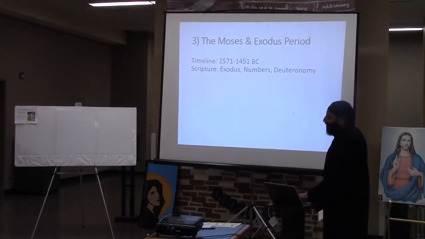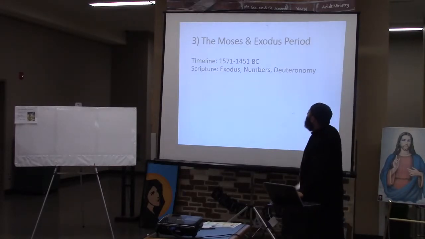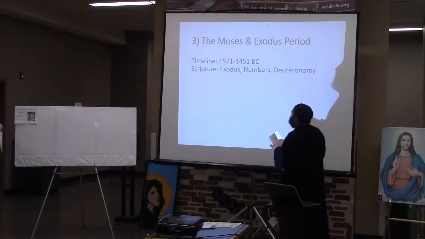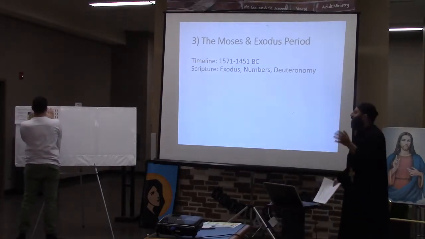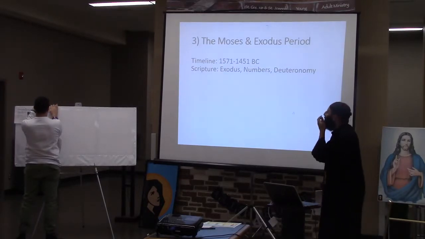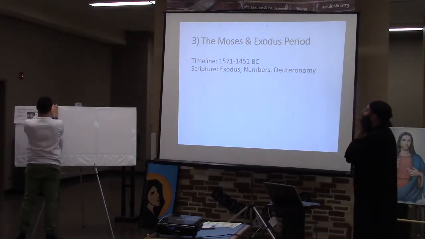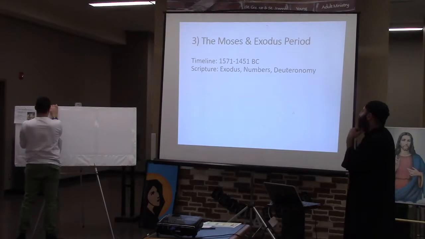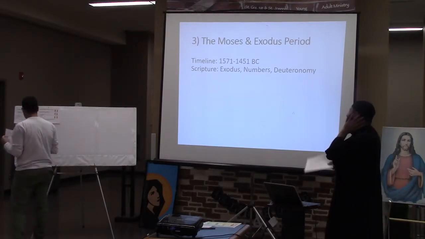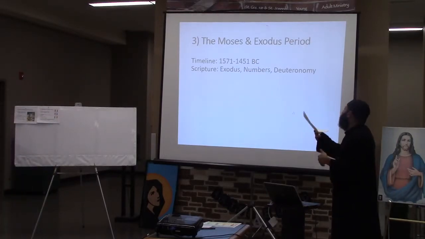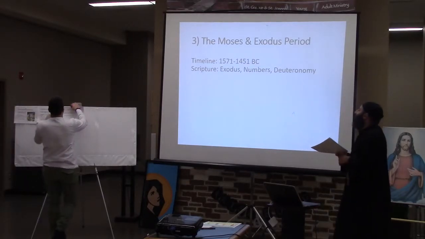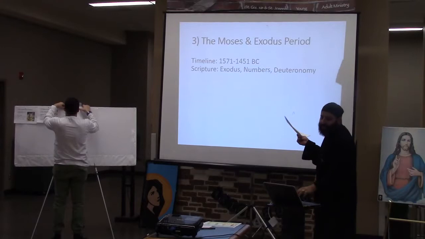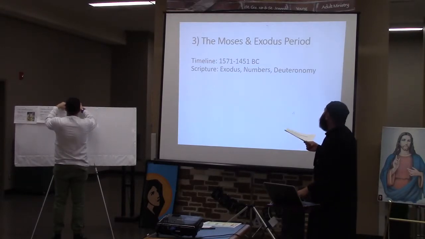Okay, so the third period is Moses and Exodus. Where is it covered in the Bible? Basically, in the book of Exodus. The last thing that ends Genesis, chapter 50, is the end of the Joseph story. And then Exodus begins the story of Moses. Exodus means to leave a place, to exit from somewhere, or to move from one place to another. It's covered in Exodus, in the book of Numbers, and Deuteronomy.